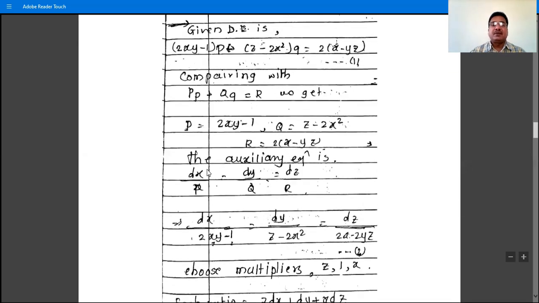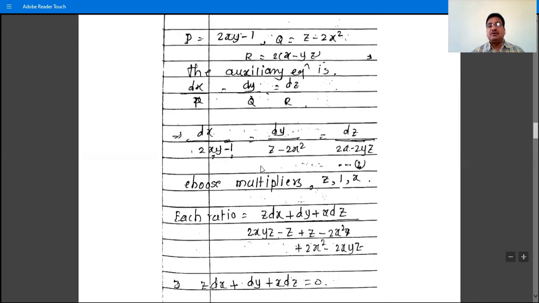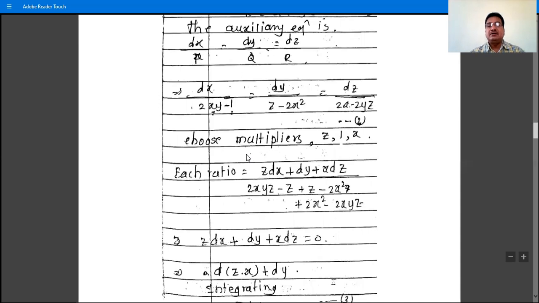For that, write the auxiliary equation dx/P = dy/Q = dz/R, that is dx/(2xy - 1) = dy/(z - 2x²) = dz/(2x - yz), substituting the values of P, Q, R. This is equation second. Now we have to find two linearly independent solutions of equation number 2 by using two methods: either consider any two ratios in which the third variable cancels out, or choose multipliers.